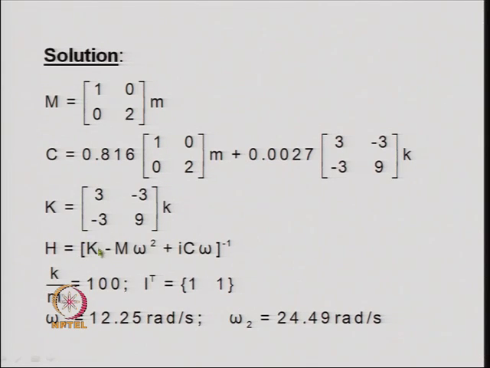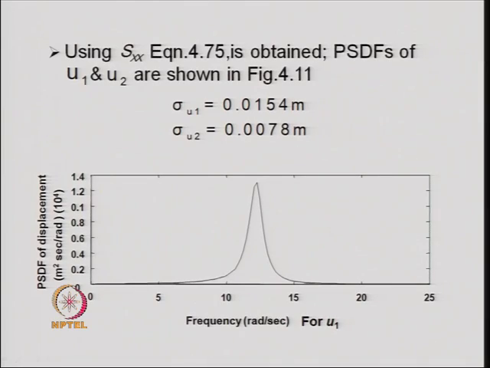This is the K matrix, and from there we can obtain for each frequency the H matrix, by inverting this matrix, and obtain the power spectral density function matrix of the two displacements using the previous equation. And the diagonal terms of the power spectral density function matrix are the PSDFs of the two displacements. So that is what is shown here in the plot.